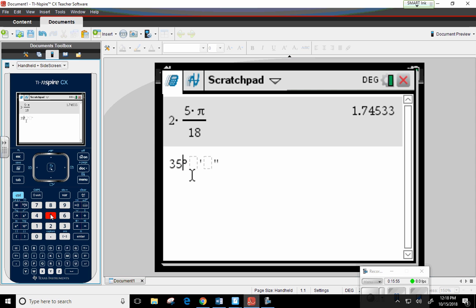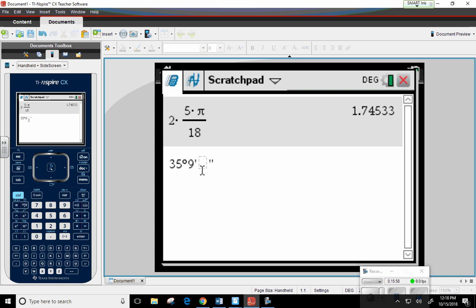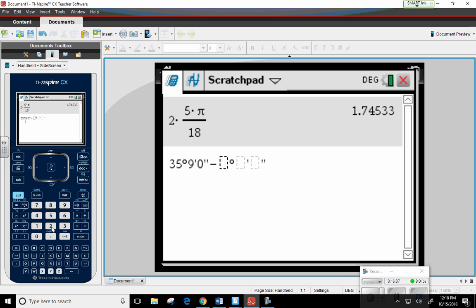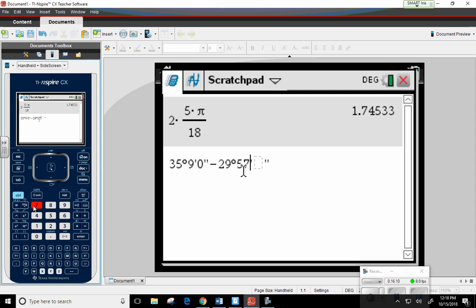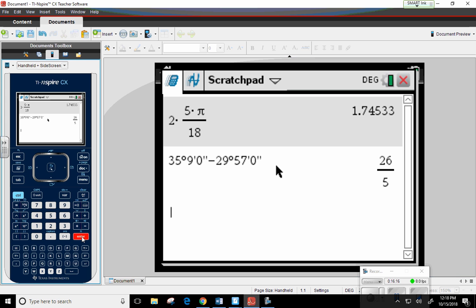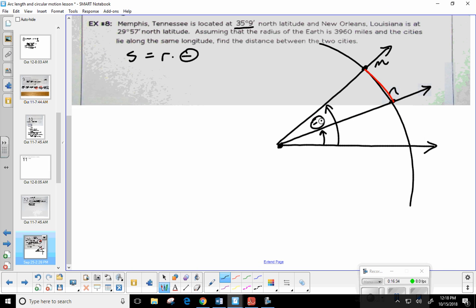So the first one I believe was 35.9, right? And there's 0 seconds, but I'm going to go ahead and put that in. You don't have to. Minus, then I'm going to push the same button here, same icon, and I believe it was 29.57. Okay, 57, I'm going to go ahead and put 0. Now, just because of my calculator settings, I'm going to push enter. So it's giving me 26/5. Now, if you really want to see the decimal, you can hit Control Enter. Okay, and it'll also give you 5.2. So I know that the angle difference between the two is actually 5.2 degrees.